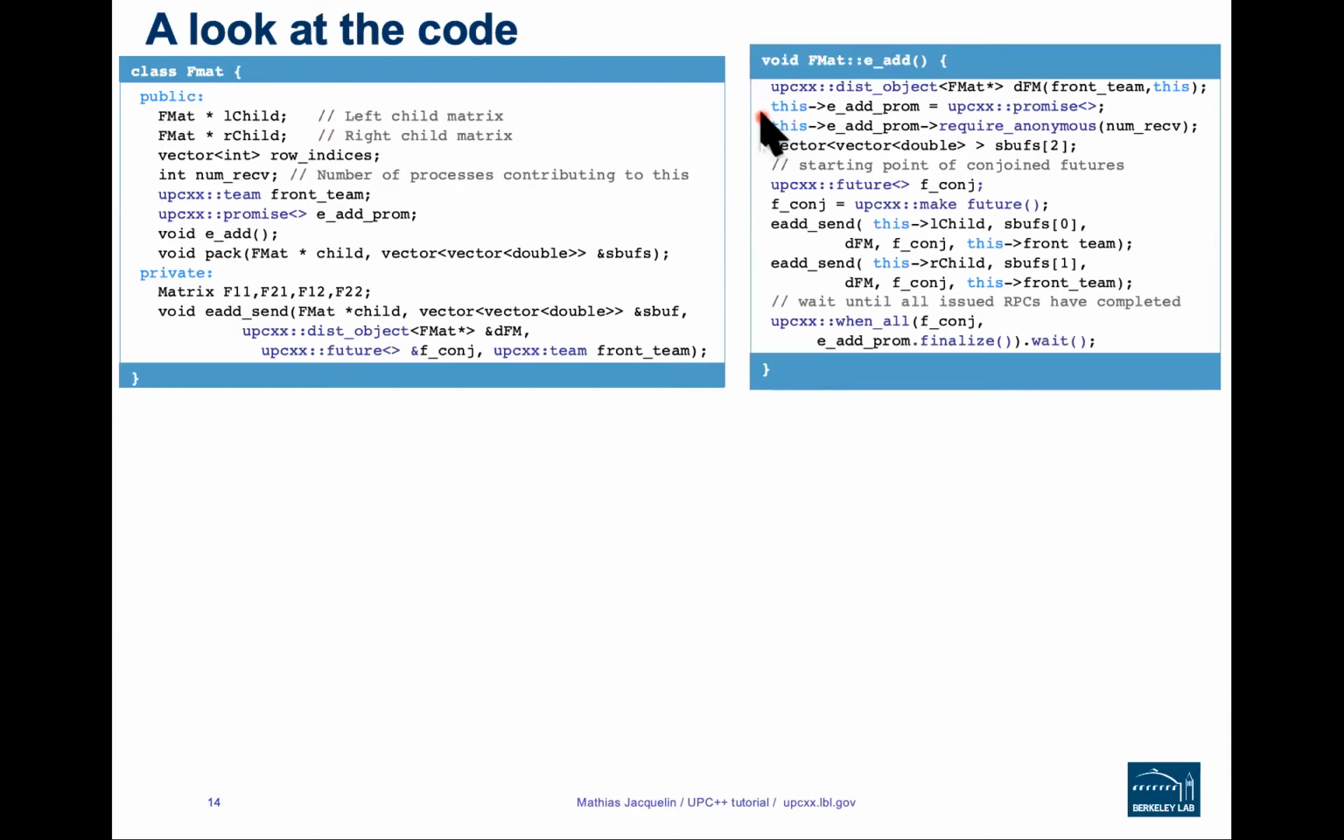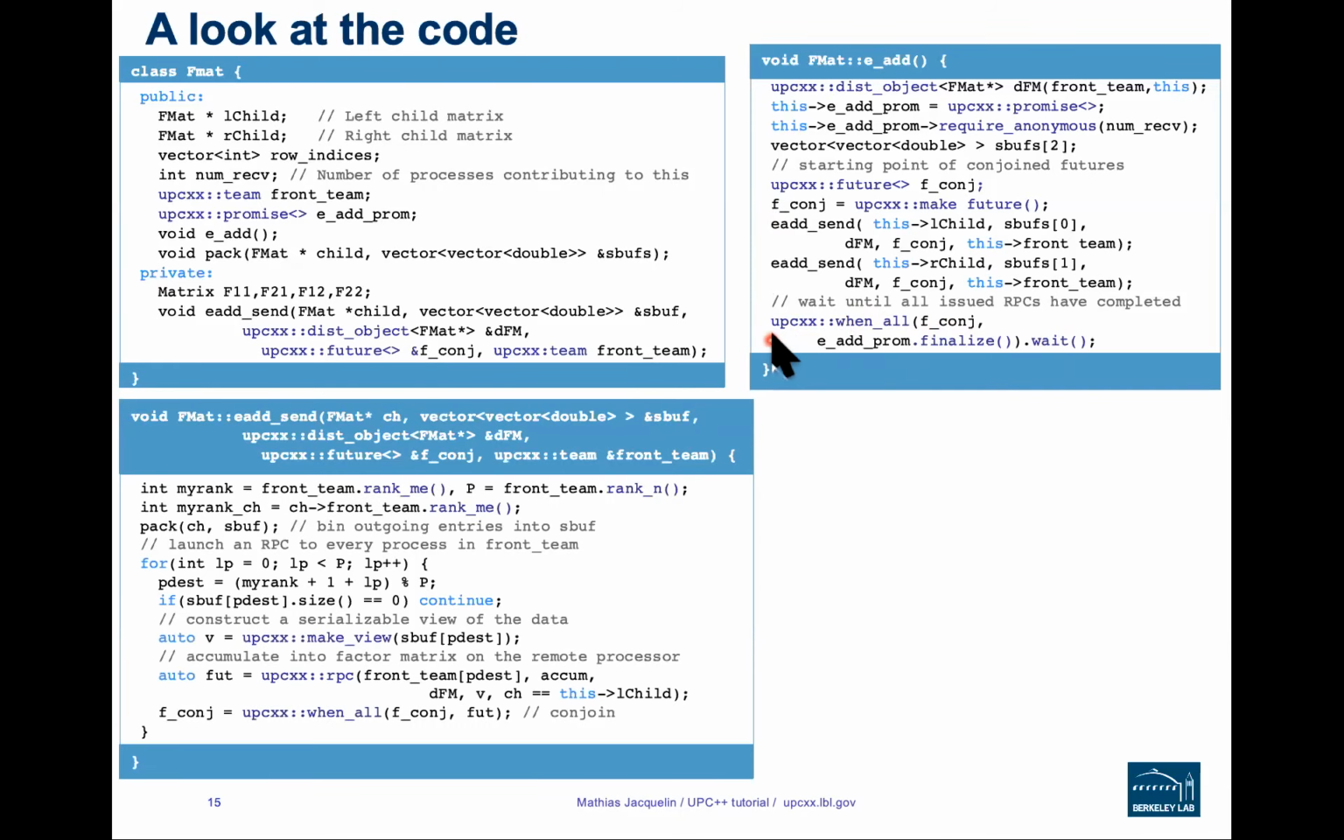So what's going on here is that we have basically a future on which we are going to conjoin all the remote operations. So in our case, all the remote RPCs we are going to issue are going to be conjoined into that future. And when those RPCs are executed, we're gonna wait on the future. That will synchronize and wait for completion of all the RPCs.